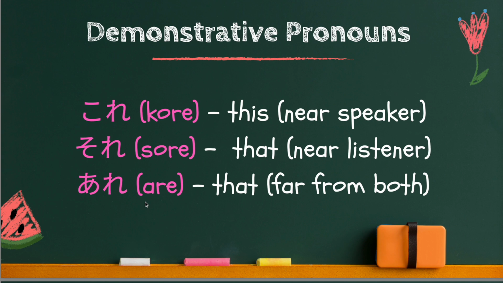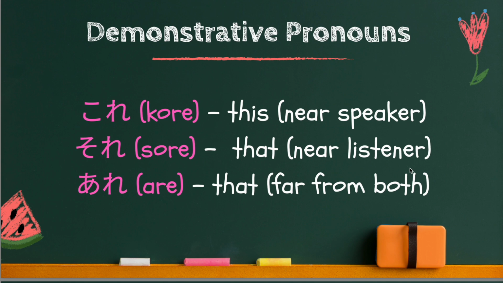So, for example, I'm holding a pen, and when I like to say, this is my pen, I would definitely use これ. But when my friend I'm talking to is holding a pen, and I ask her, what is that? I would use それ. Lastly, when there is a building far from both of us and say, that is a library, I would use あれ because that library is far from both of us.